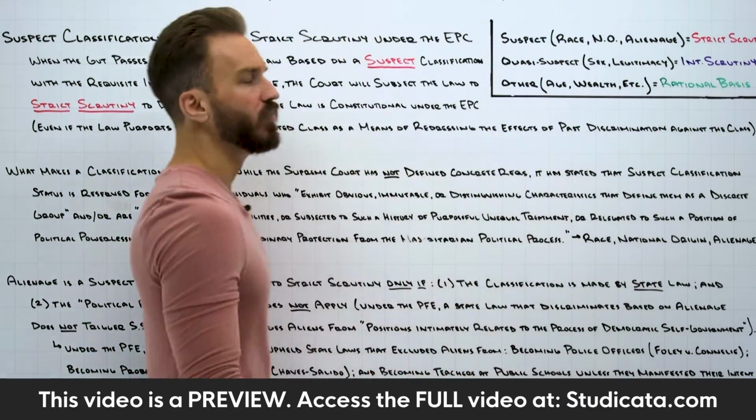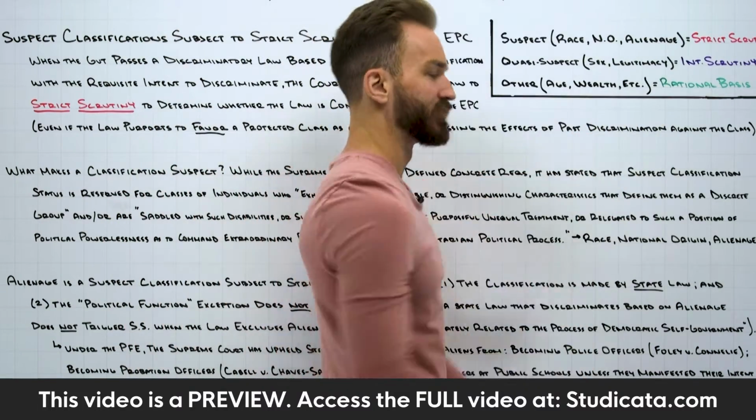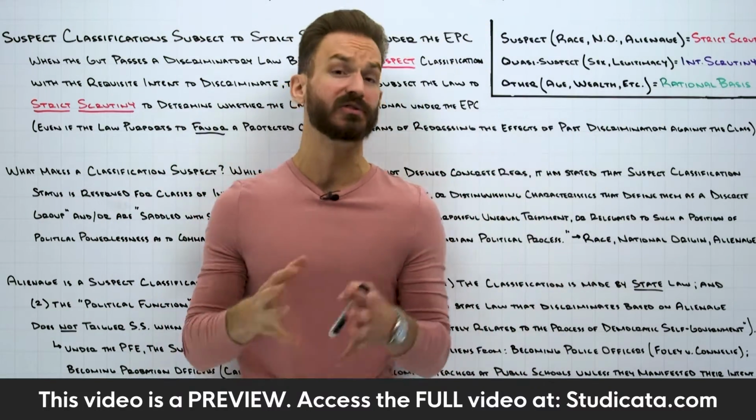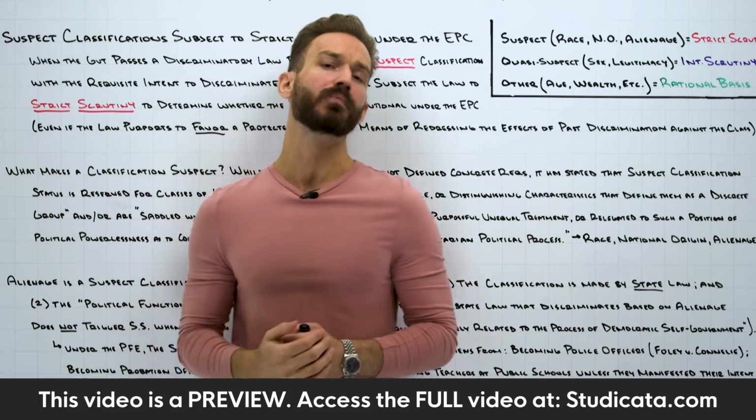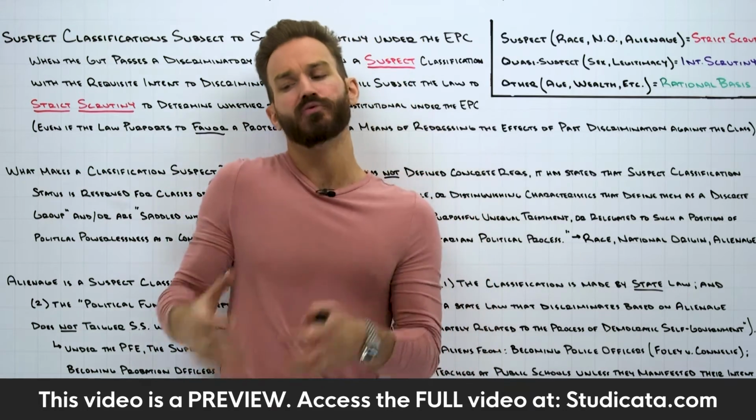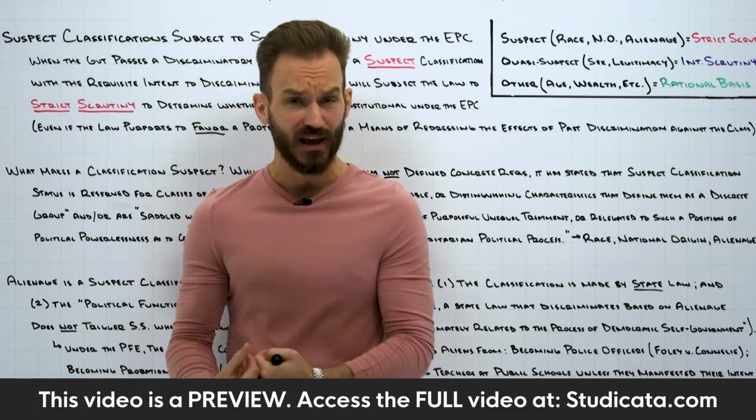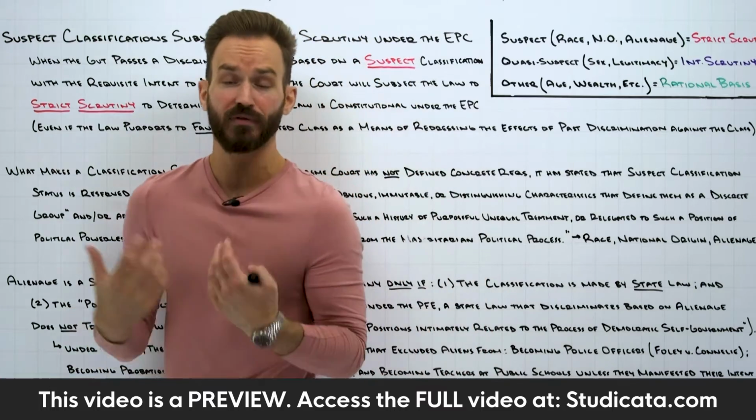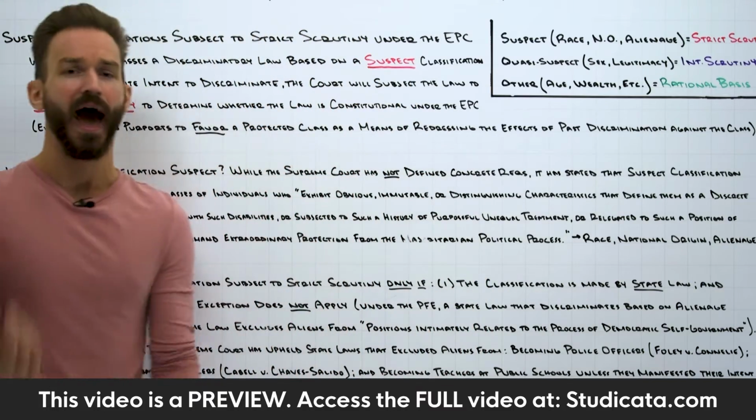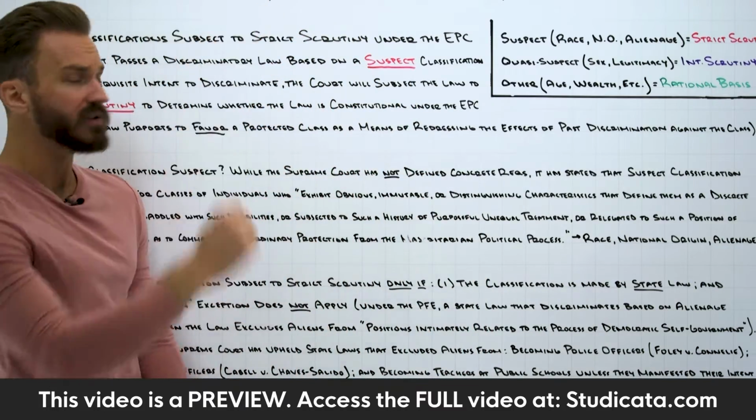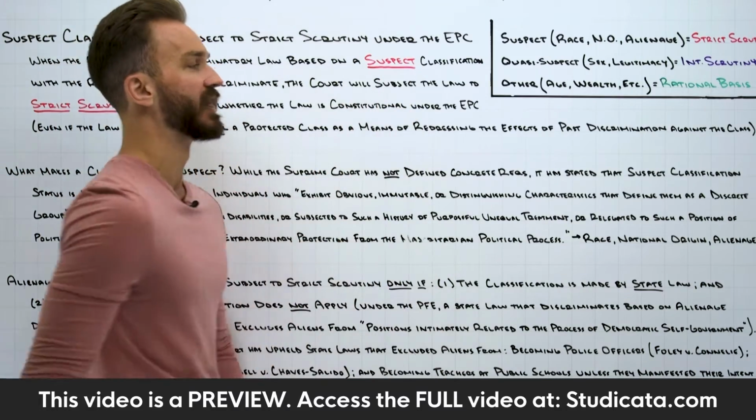At default, we know we apply rational basis. Rational basis is our default standard of review in equal protection cases. And if we're applying rational basis, we know in most cases the government will prevail, meaning their law or their action will be upheld as constitutional under the equal protection.